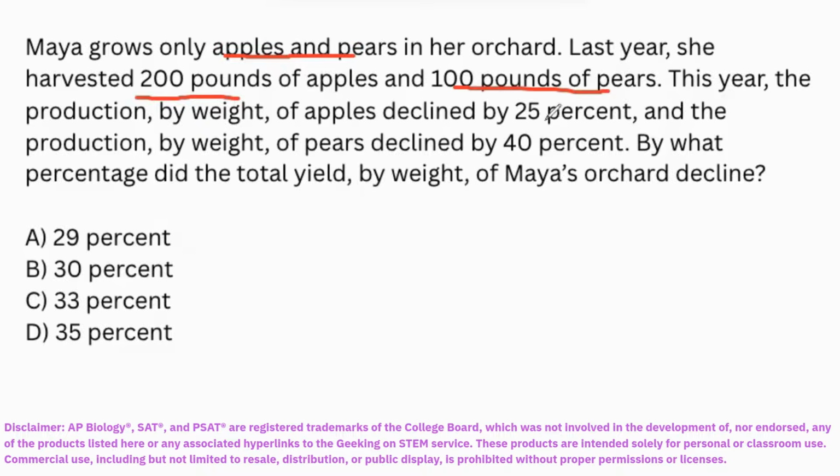It says this year the production by weight of apples has declined by 21% and the production by weight of pears has declined by 40%. So we have apples and pears and we are comparing pounds to pounds and percentage to percentage. And they want to know what percentage did the total yield by weight of Maya's orchard decline. So let's talk about last year. So I will have LY here, and they wanted to know what the total yield by weight is. So what is the decline from last year to this year?